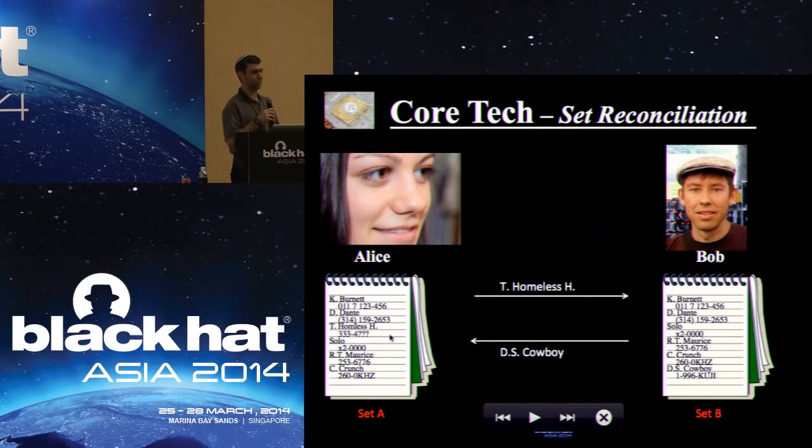Anyway, all right, the set reconciliation problem. You have Alice and Bob, and each has a collection, a set of data. In this case, it's a phone book with names and phone numbers. What you'd like to do is figure out what the differences are between Alice's and Bob's phone books using as little communication as possible. If you stare at it really hard, you'll see that Alice has one extra person, Thomas H, that Bob doesn't have, and Bob has DS Cowboy that Alice doesn't have. So the question is, how do you do this with a minimum amount of communication?